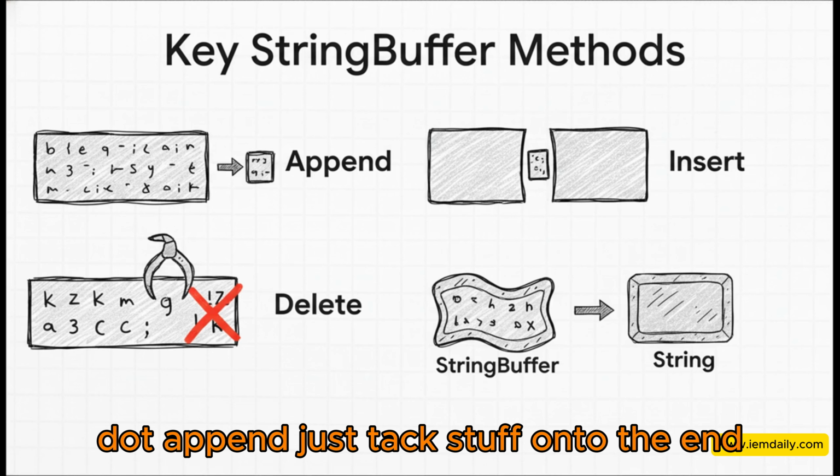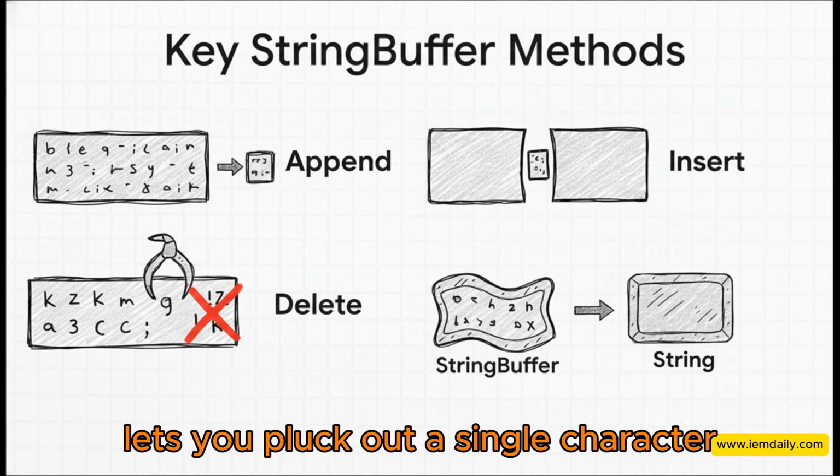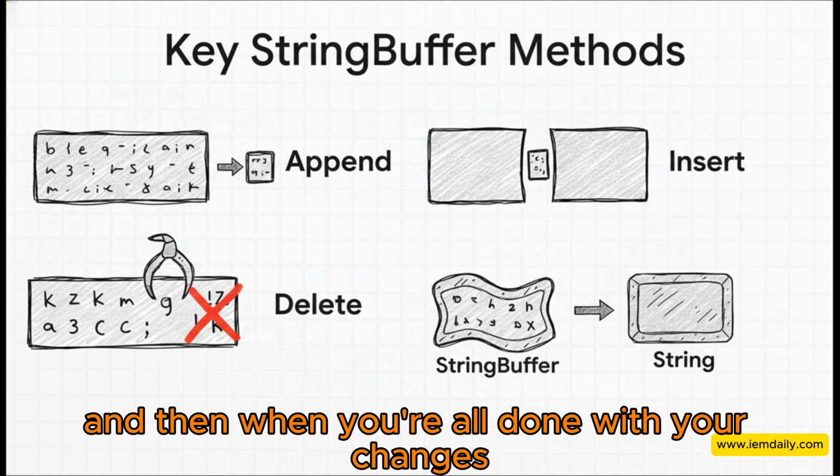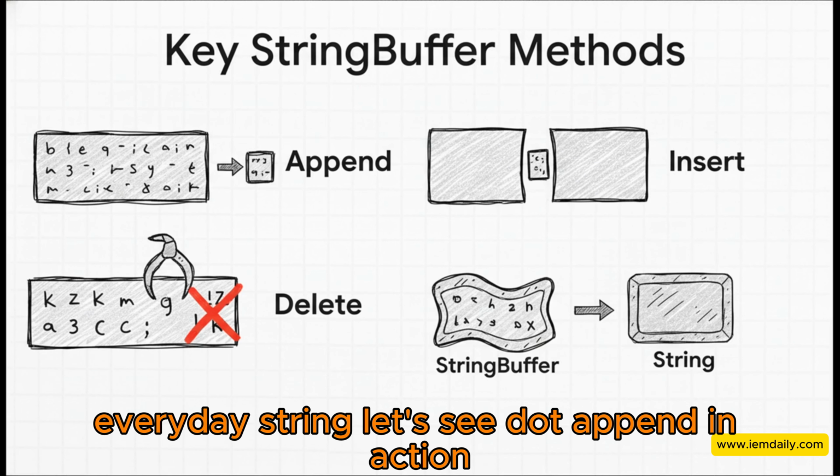.append just tacks stuff onto the end. .insert is for sticking text in at any specific spot you want. .deleteCharAt lets you pluck out a single character. And then, when you're all done with your changes, .toString converts it back into a normal, everyday string.